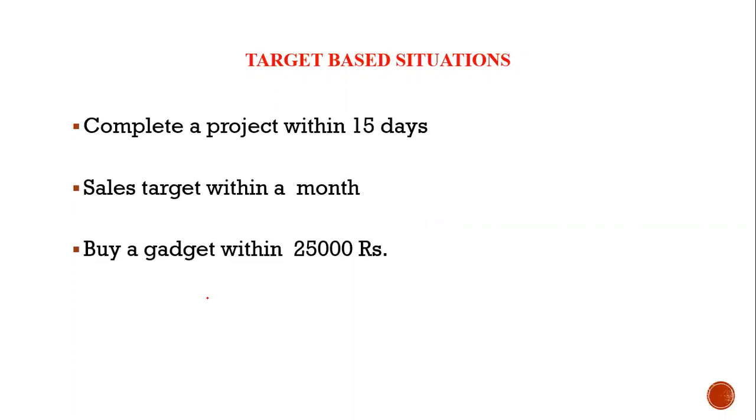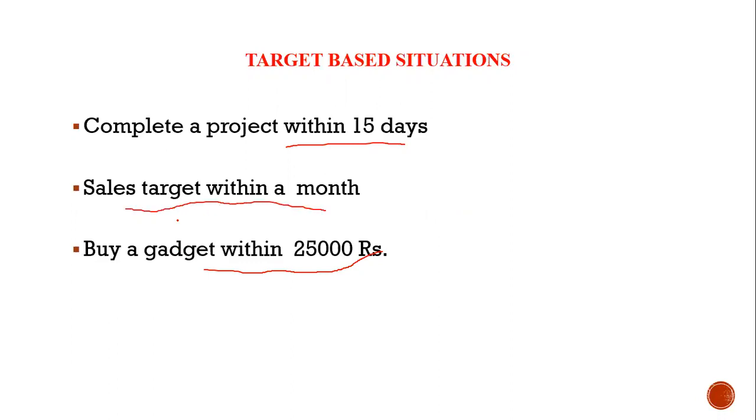In all these cases, what are the objectives? In the first case, the student wants to achieve a maximum score within 15 days. The objective of a person who wants to buy a gadget is to minimize the cost. She wants to buy a gadget within her budget of rupees 25,000. And the salesperson wants to achieve a maximum target sales within a month.